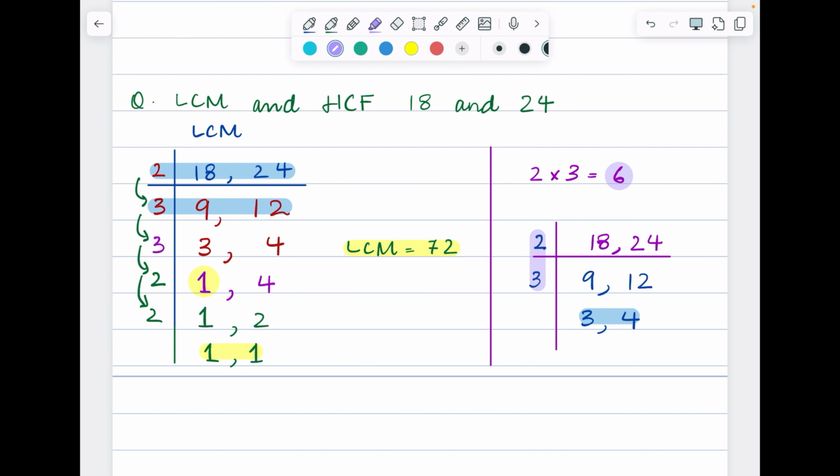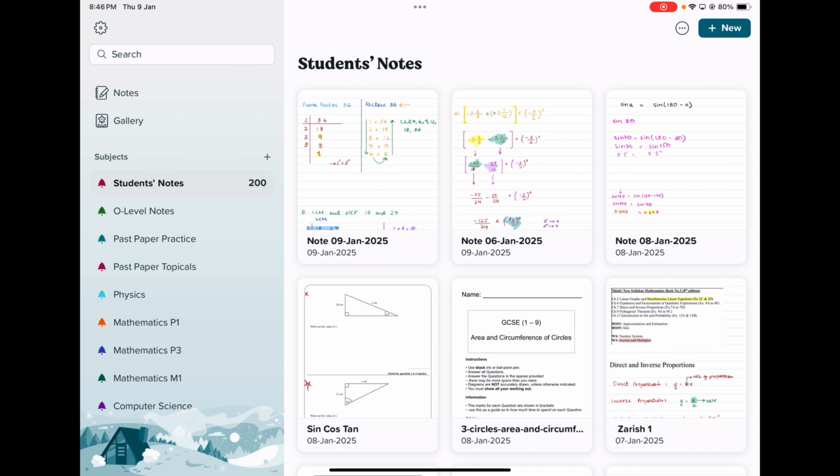ठीक है. This is the method in the cases where you have the numbers given. ठीक है, आपको कोई भी उन्होंने 2 numbers दिए हुए हैं, 3 भी दिए हुए हैं. Okay, you have the numbers given to you, you find the LCM and HCF using this sort of ladder method. Very easy and very simple. ठीक है, not hard at all.